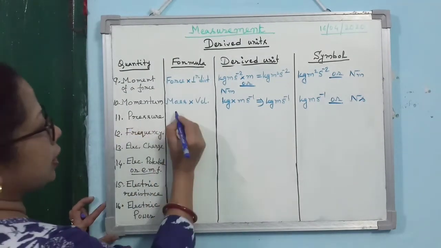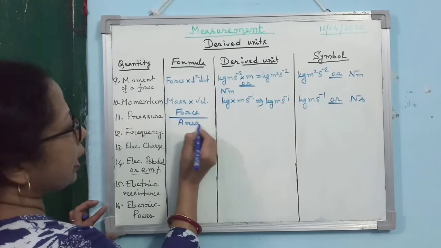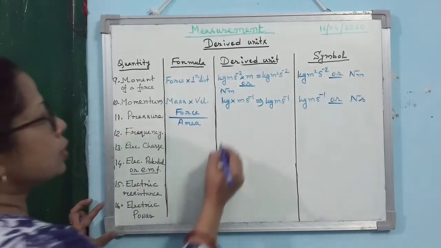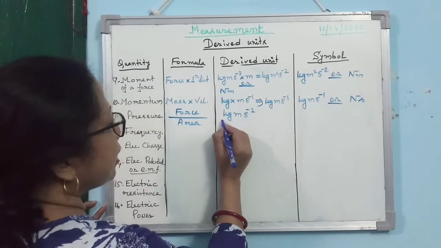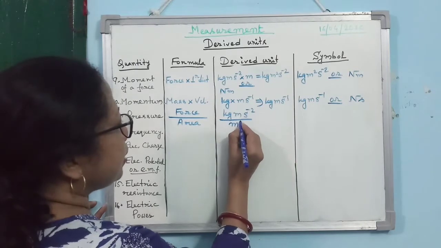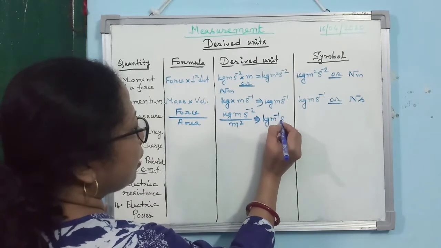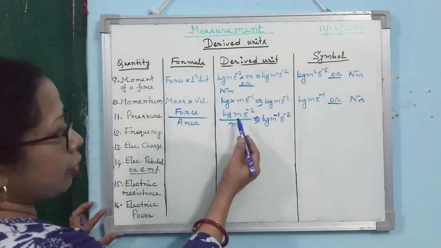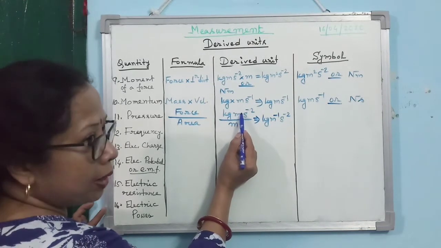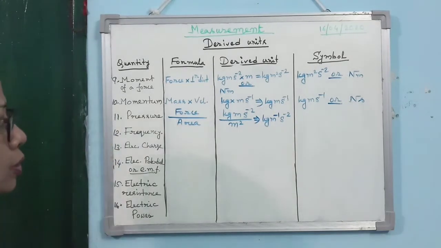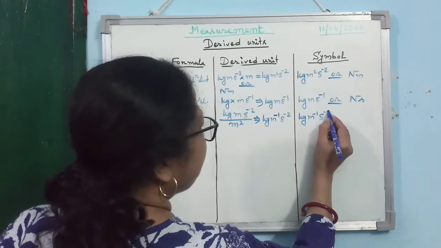Then next one is pressure. Pressure is force acting per unit area. So you can write it as force divided by area. So what is the SI unit of force? You can write it as kg meter s to the power minus 2 divided by area is meter square. So you are getting it as kg m to the power minus 1 s to the power minus 2. I hope this little bit of mathematics everybody knows. It is m to the power 1 and here m to the power 2. So it will become m to the power 1 minus 2. So it is coming m to the power minus 1. So you can write it as kg m to the power minus 1 s to the power minus 2.